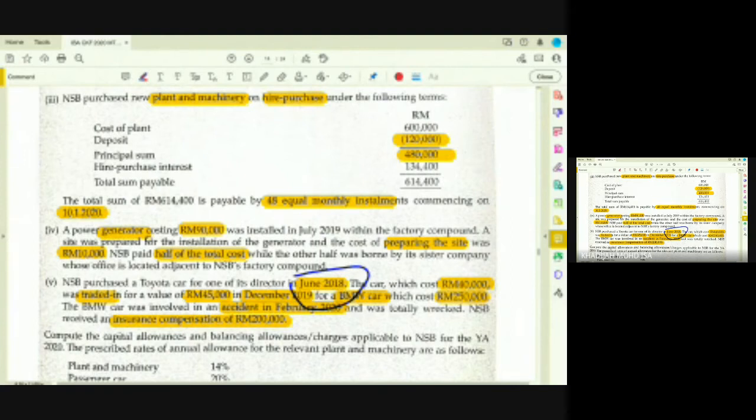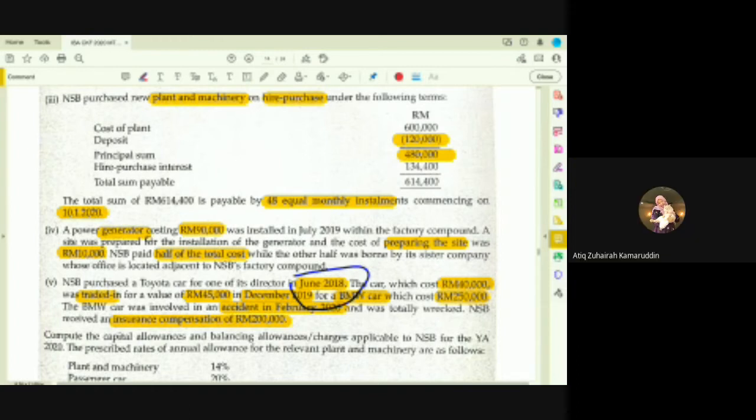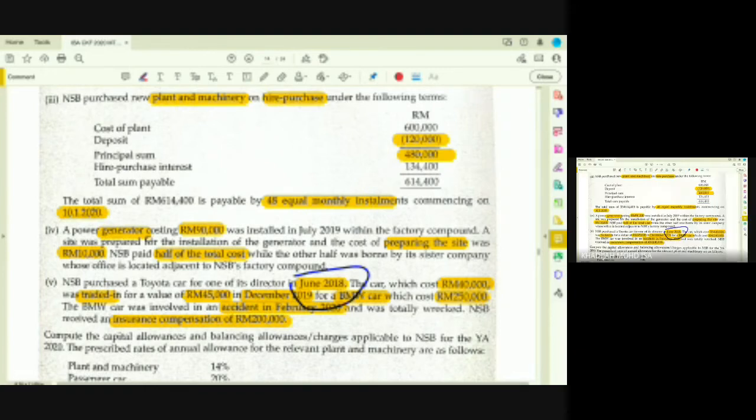So June 2018 means that you are going to claim YA 2019 IA and AA. And the car costs you 40,000, so you don't have to restrict the amount. Traded in for a value of 45,000 in December 2019. So you purchase in June 2018, and you dispose in December 2019. So it means that the period of acquisition is less than 2 years. So what happens when you have disposal within 2 years? Clawback. You have to claw back. So when there is a claw back, your value of trade-in is irrelevant.